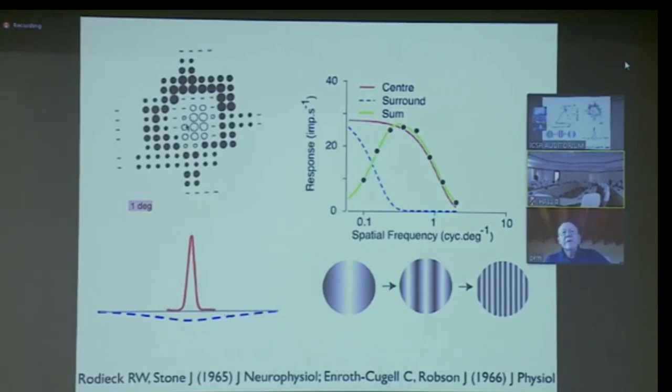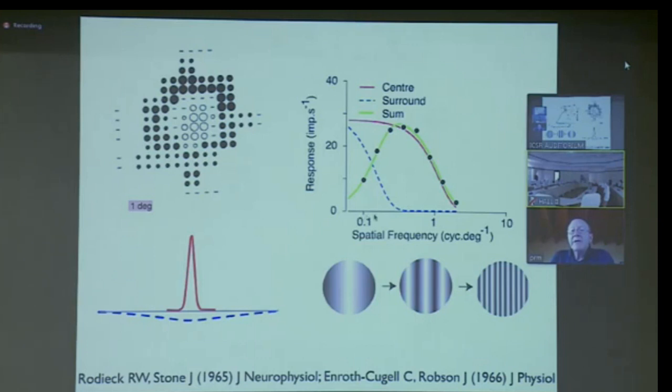Instead of stimulating with spots of light, we can take an approach pioneered by Christina Enroth-Cugell and John Robson, at a very similar time in the 60s, where they vary the spatial frequency of a periodic stimulus. Remember, I showed you a periodic stimulus to analyze cone photoreceptor responses. Well, you can use the same kind of stimulus to analyze the ganglion cell response. And there's a lot to think about in this slide.